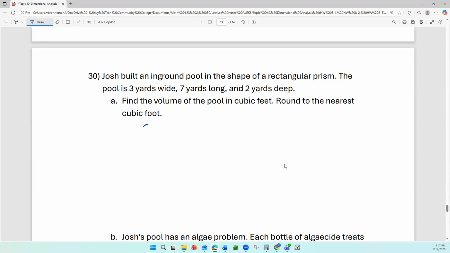So I can take 3 times 7 times 2, and that'll get me my cubic yards. And then I want to convert to feet. So 1 yard is 3 feet, but I need cubes. So I'll cube the yard, cube the 1, cube the 3, cube the feet, and the cubic yards cancel. So I'm taking my 3 times 7 times 2 times 3 cubed.